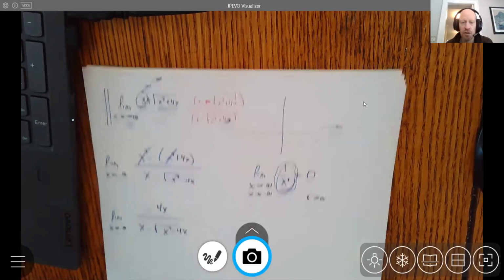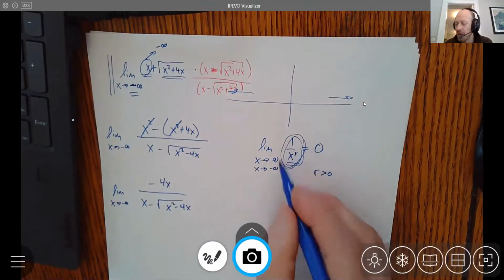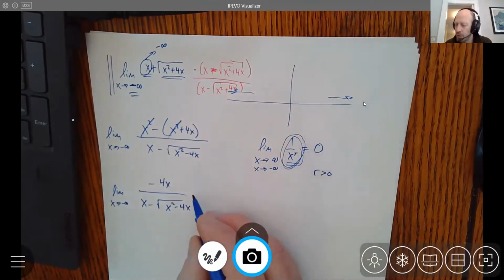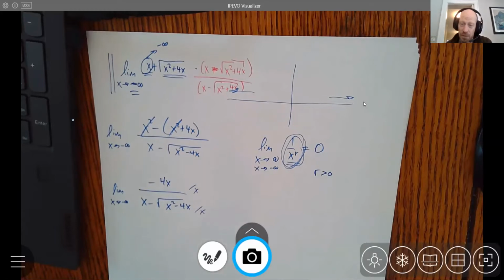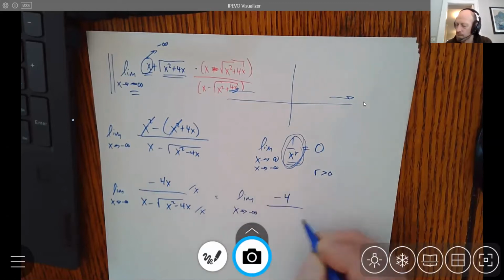So this may not look all that much better, but it's actually in a much better form. If I'm trying to create these fractions, what I really want to do is I want to divide the top and bottom by x. I have to do the same thing to the top and bottom. I typically pick the largest power in the denominator. So this becomes x divided by x is 1.